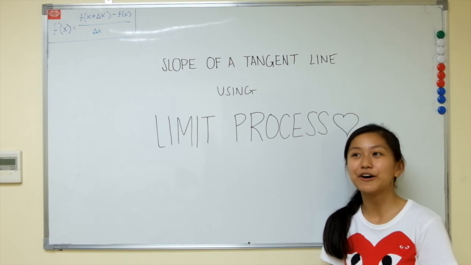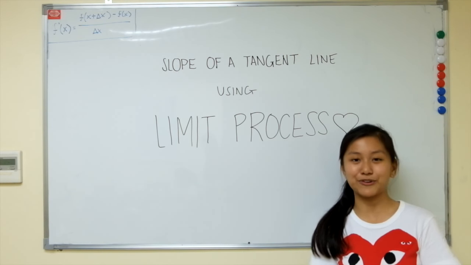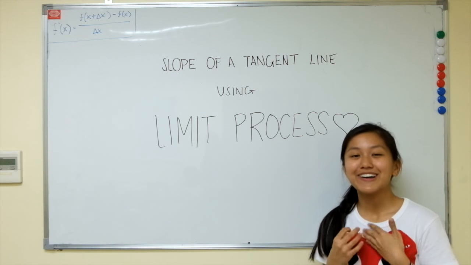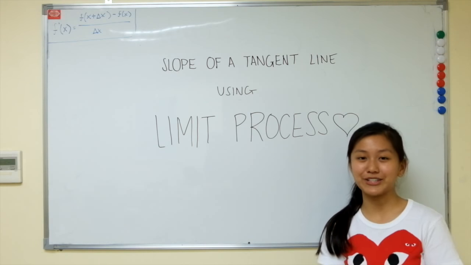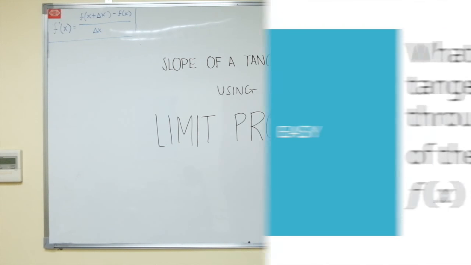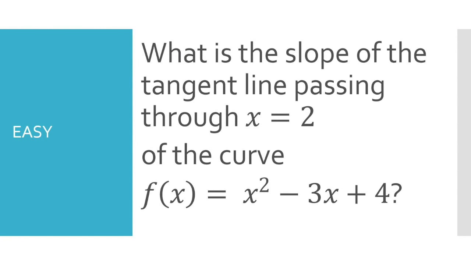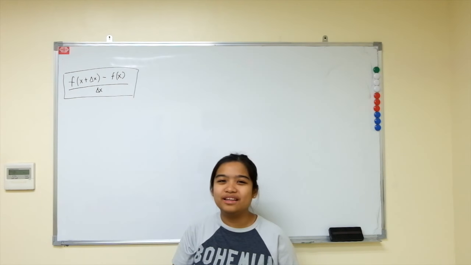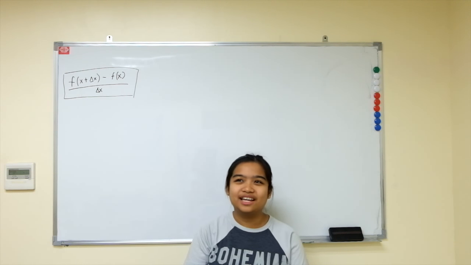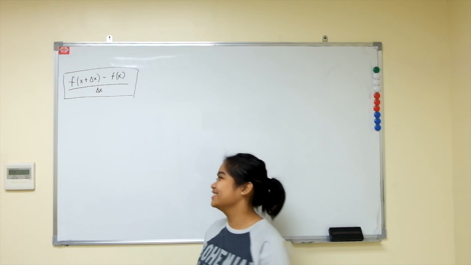Before you get the slope of the tangent line, you need to first get the derivative of the function. Then afterwards, you evaluate the derivative of the function using the given x. Okay, so our first example, the easy example, we're going to start with finding the slope of a tangent line using polynomials.